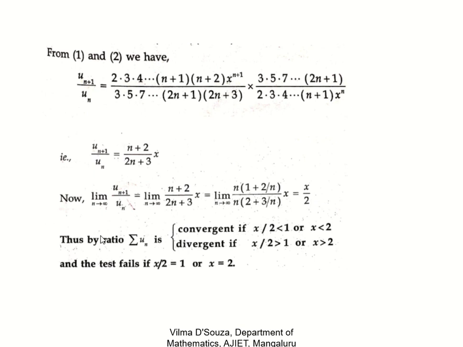So what does D'Alembert's ratio test say? The series is convergent if x by 2 is less than 1, or x is less than 2. Divergent if x by 2 is greater than 1, or x is greater than 2. And the test fails if x by 2 is equal to 1, or x is equal to 2.